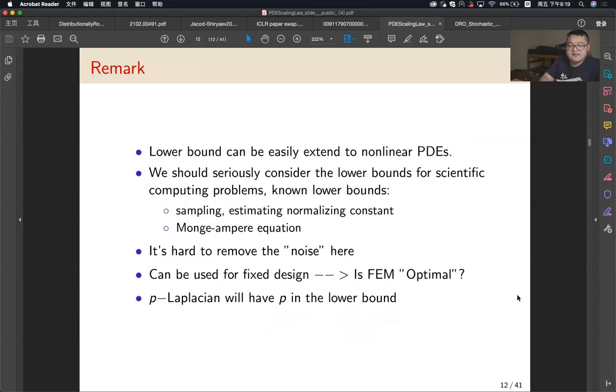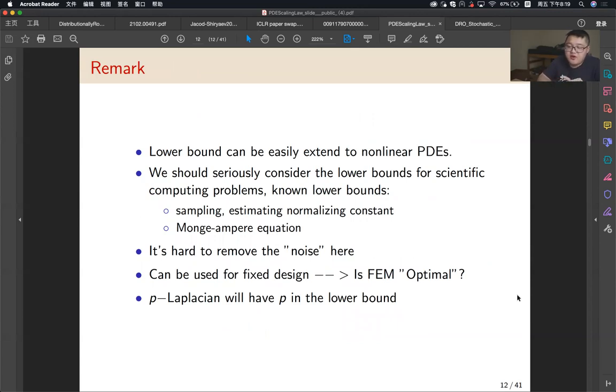And the function space is designed very similar to what has been done in the past. Okay, our lower bound can actually be easily extended to nonlinear PDEs. We only need the order of your derivatives. And I think for most scientific computing problems, we should develop some lower bounds.